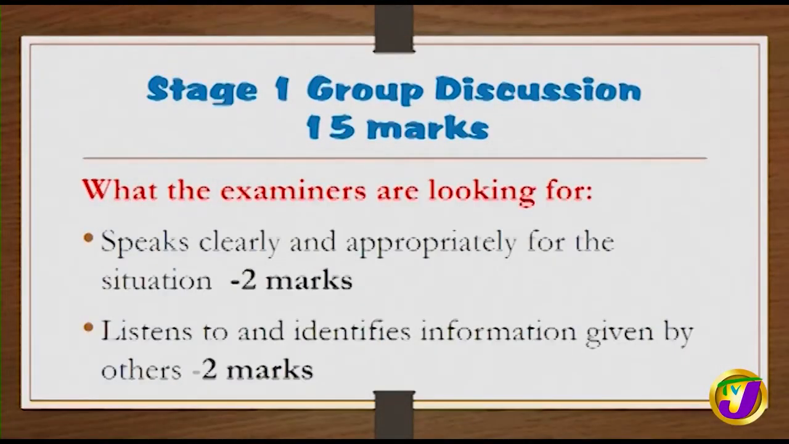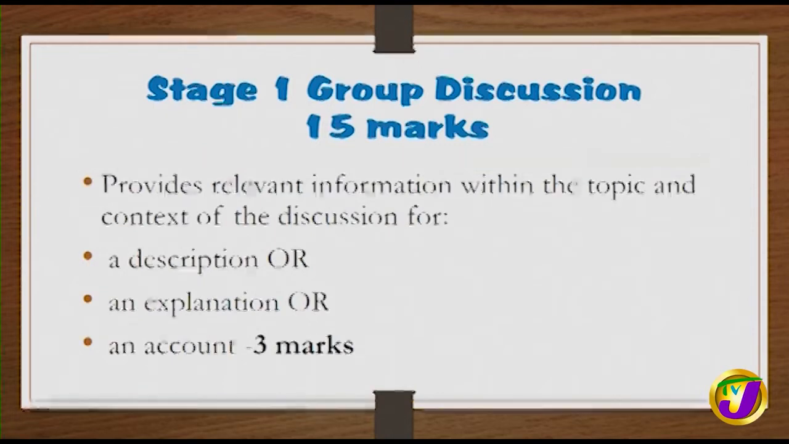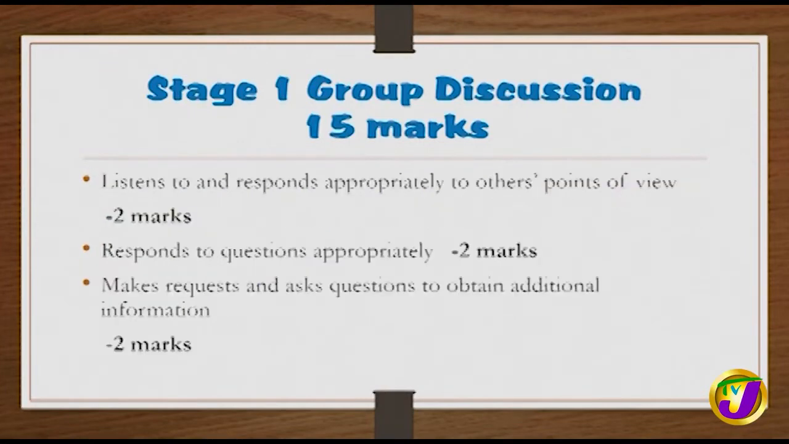You're to listen to and identify information given by others. The examiner will know based on your response whether you're listening to your group members, yes or no, and you can earn 2 marks for that. You should provide relevant information within the topic and context of the discussion for a description or an explanation or an account, and you can earn up to 3 marks for doing that.